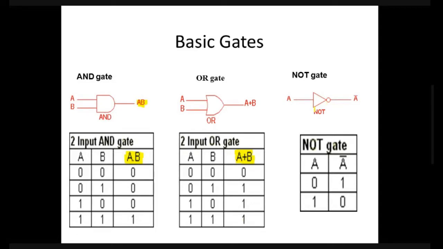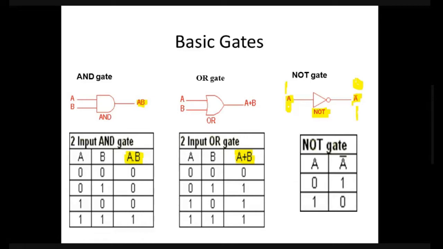The next basic gate is the NOT gate, which we call an inverter. Inverter means if an input A is given, then we get the output A bar. That is, if the input is 0, then the output is 1. If the input is 1, then the output is 0. We discussed that in the last lecture.